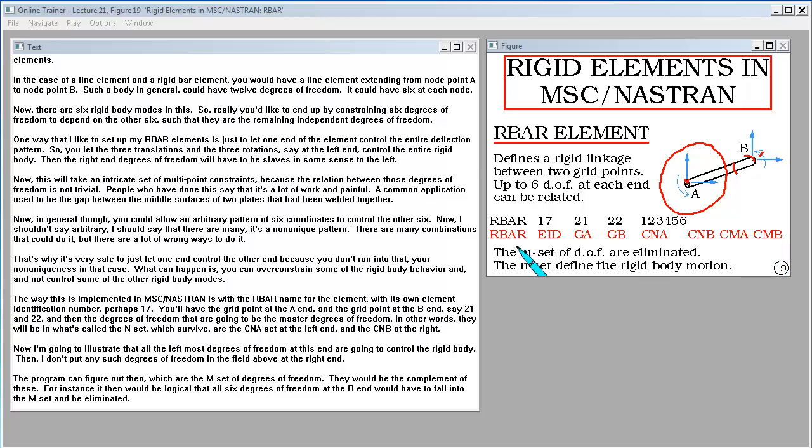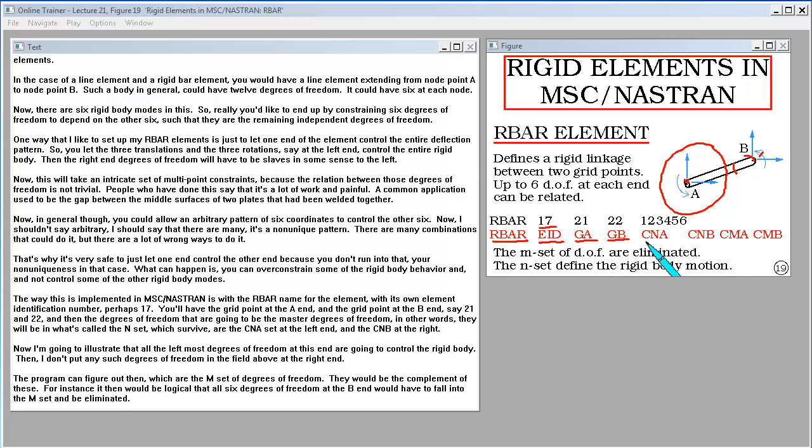The way this is implemented in MSC Nastran is with the R-bar name for the element with its own element identification number, perhaps 17. You'll have the grid point at the A end and the grid point at the B end, say 21 and 22.